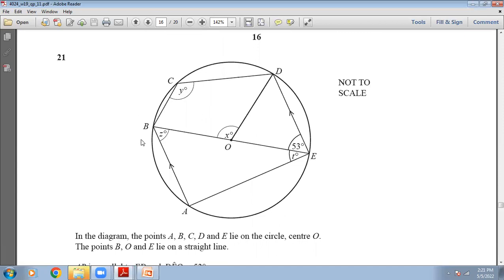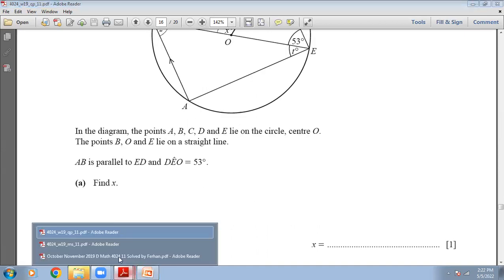They want you to find the value of y. Can you see B, C, D, E? All the points are on the circumference. It's a quadrilateral, and all its vertices are on the circumference. C and E are opposite angles. Y and 53 will be supplementary because it's a cyclic quadrilateral. So the property is that angles in opposite segments are supplementary. So their sum will be 180.